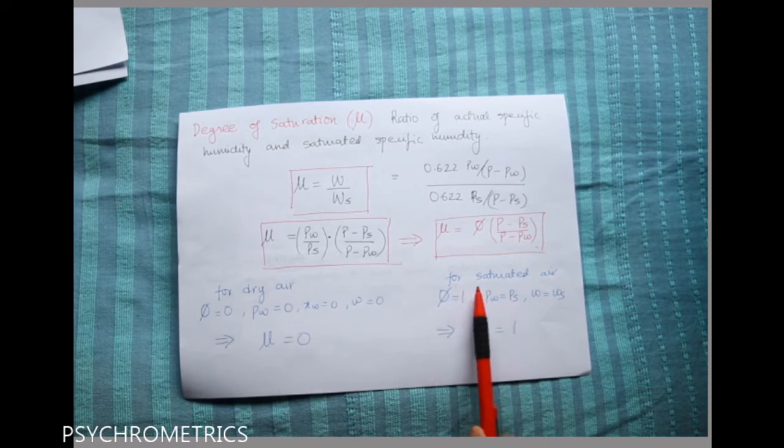Next we have saturated air. For saturated air, relative humidity is 1. This is a limiting condition. The partial pressure of water vapor is going to be the same as the saturation pressure, so Pw is equal to Ps. And W, which is the specific humidity, is going to be that of the saturated condition. So once you substitute it here, you get mu is equal to 1.